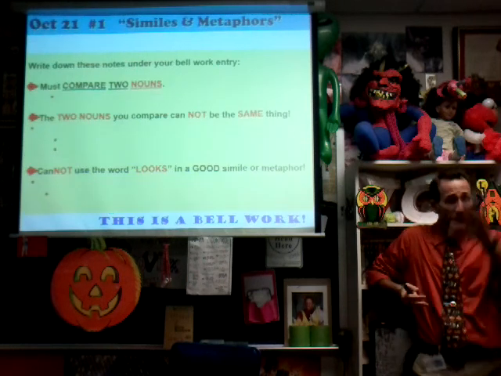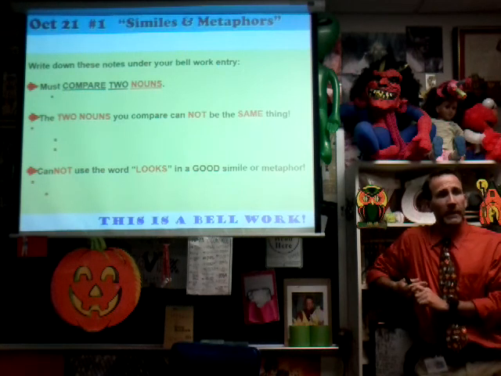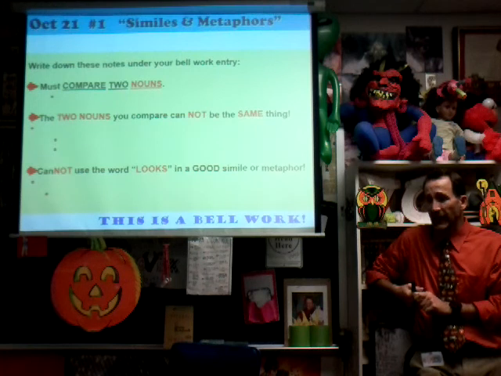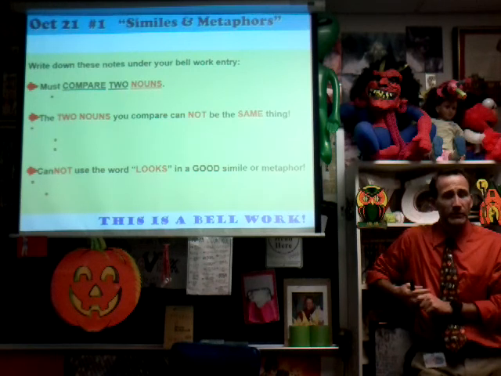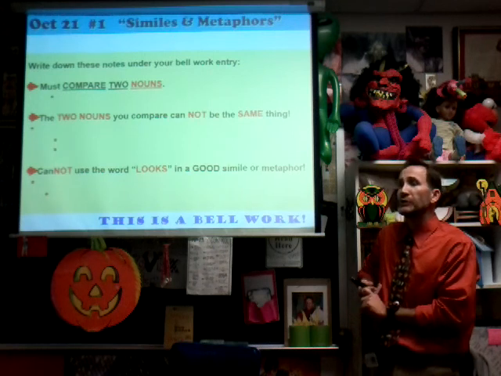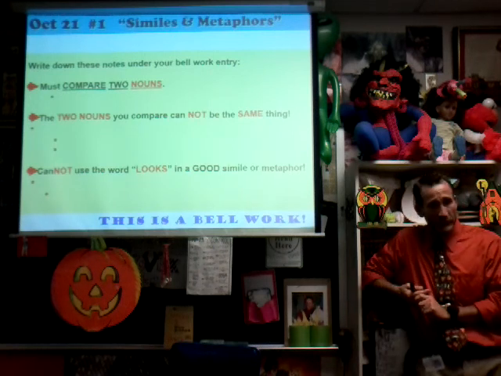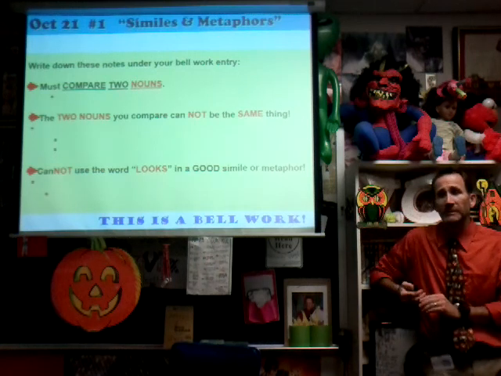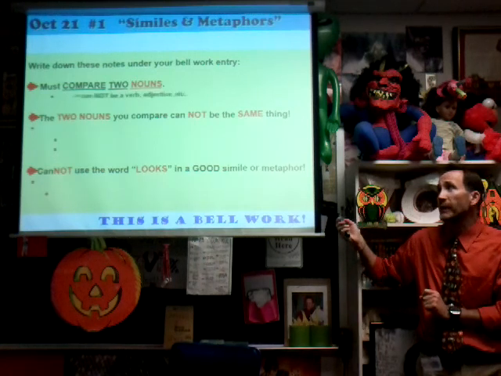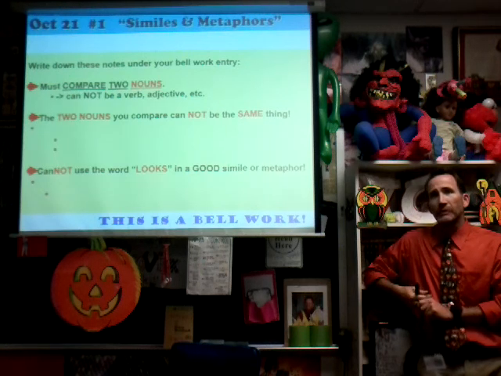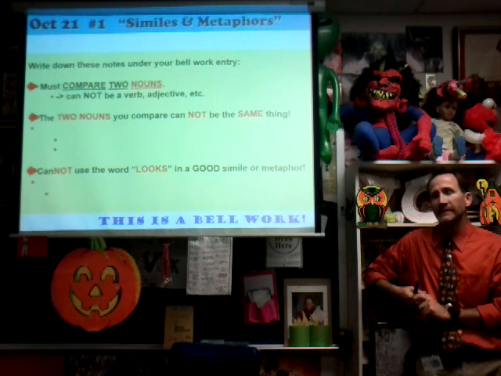On that bell work, go down just a little bit, and we're going to have you write down a couple more things to help you out. These are the most commonly made mistakes when people do similes and metaphors. Part 1, you have to make sure you're comparing 2 nouns. This is the main thing that kids tend to mess up. Instead of comparing 2 nouns, they compare a noun to a verb, or a noun to an adjective.